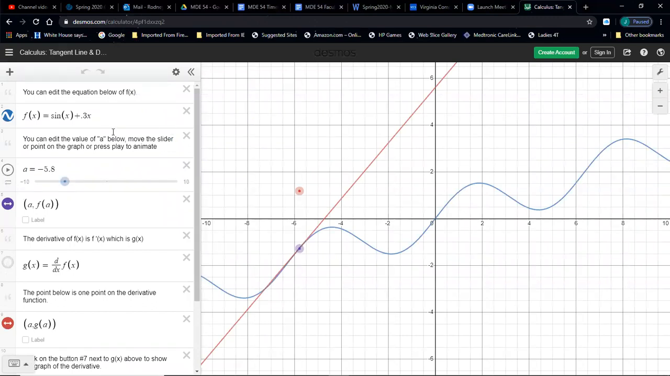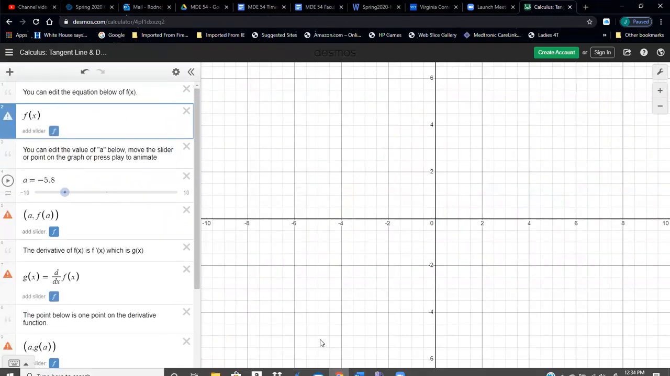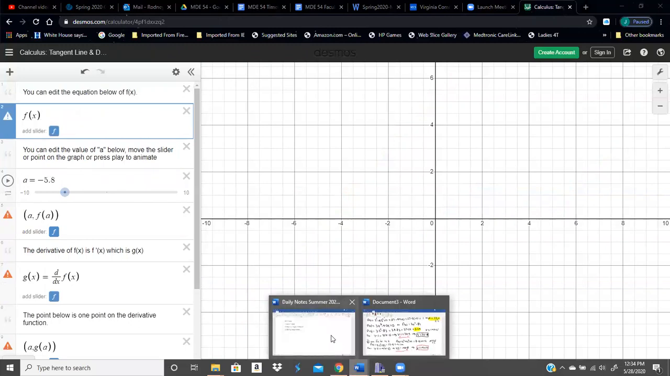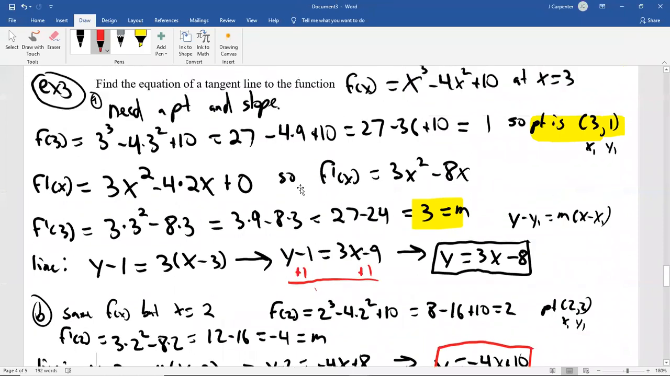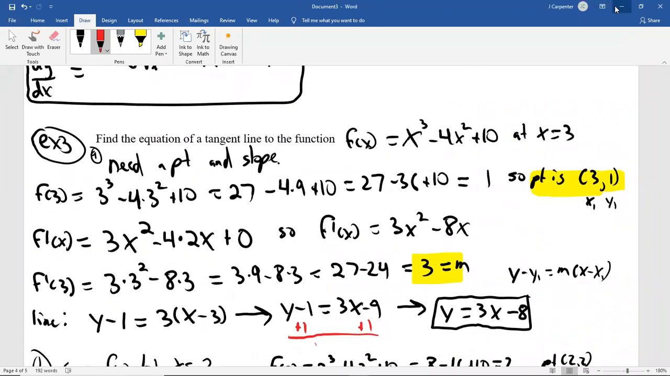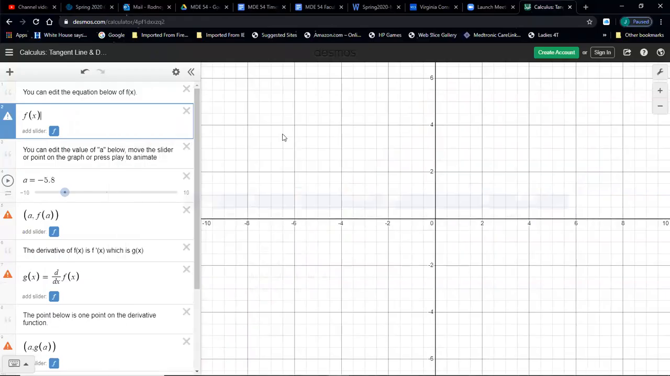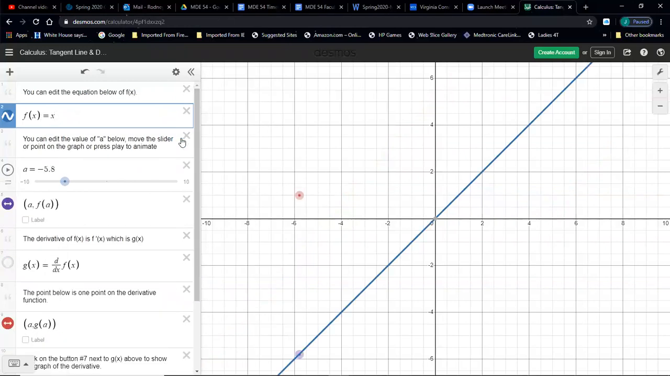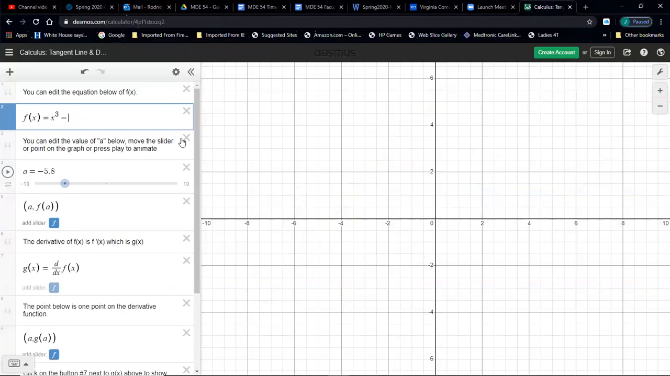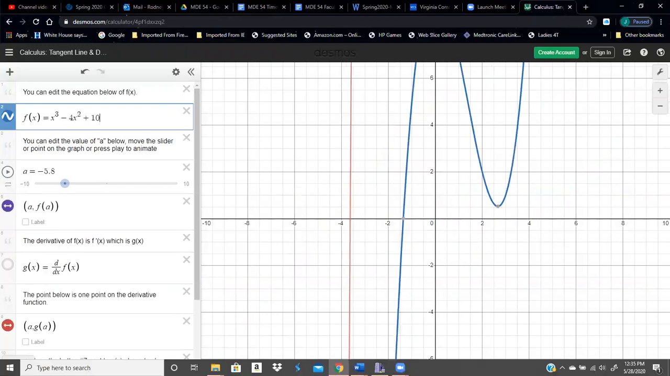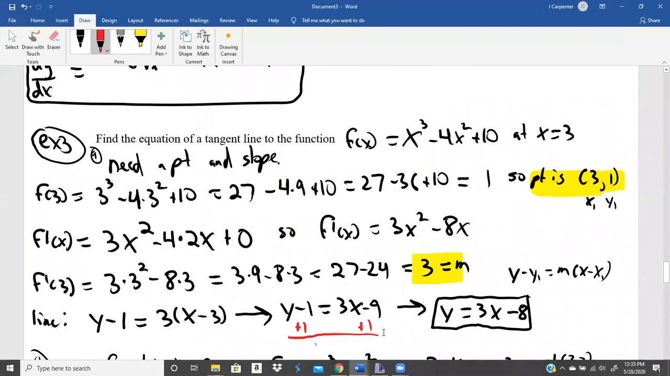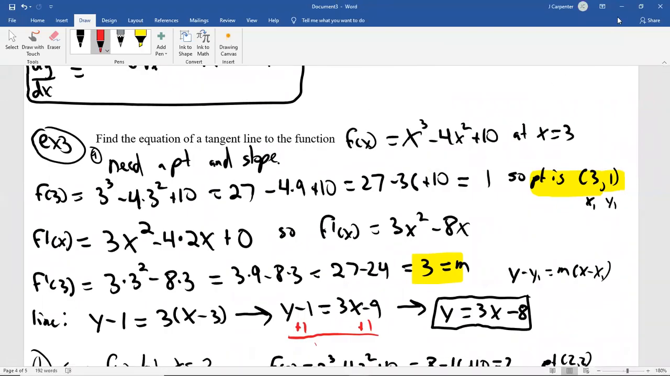All right. So that function was wrong. The function is x cubed minus 4x squared plus 10. Let me confirm that that's right. X cubed minus 4x squared plus 10, okay.